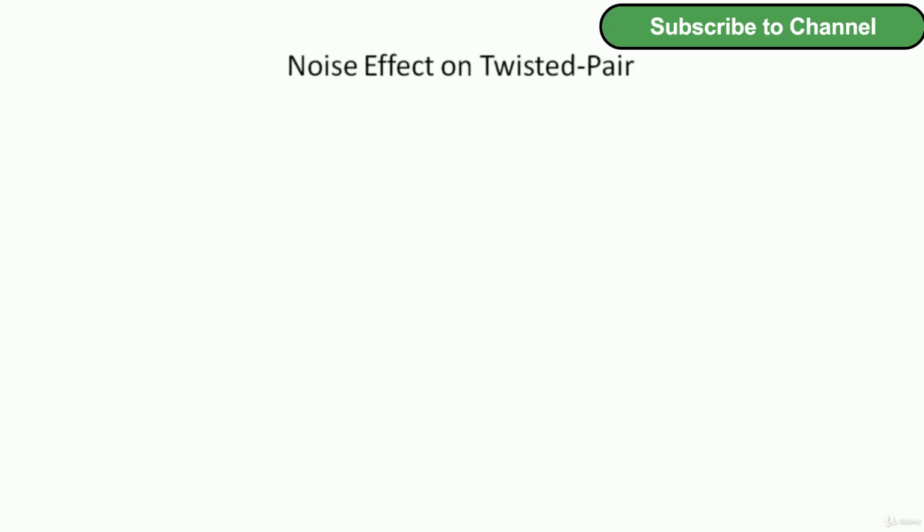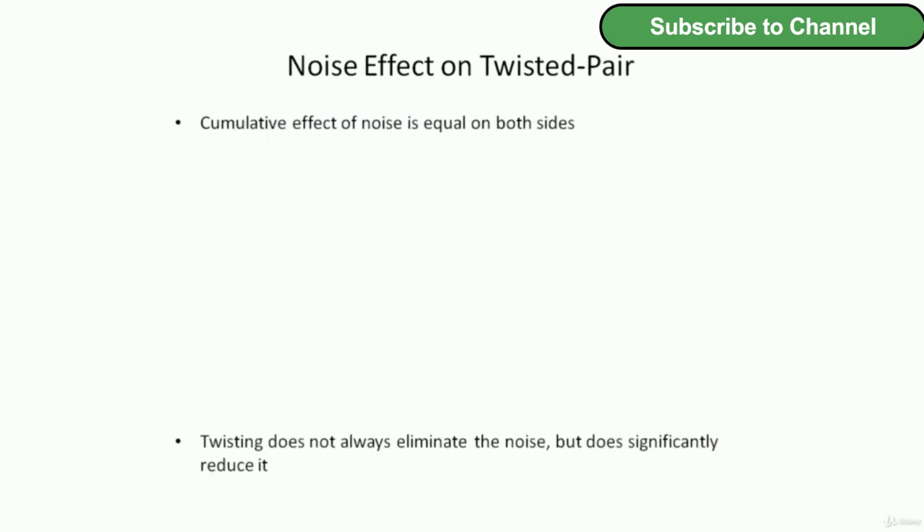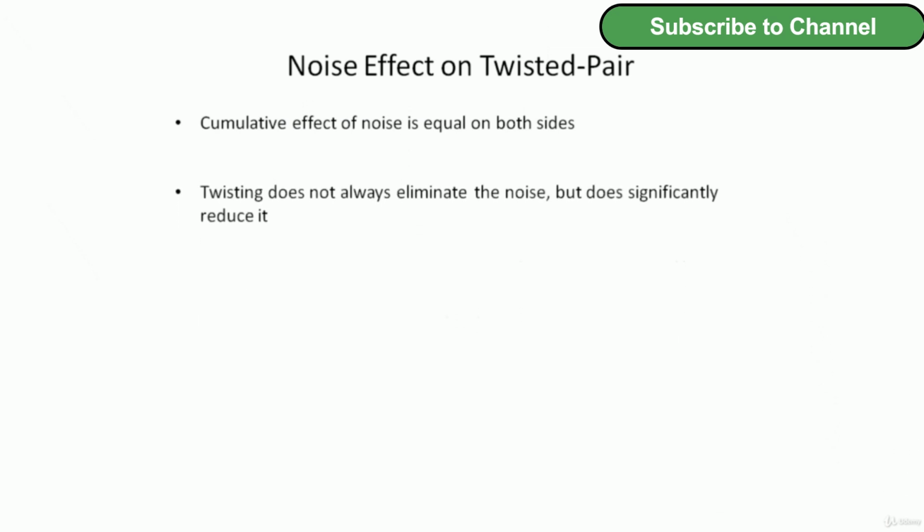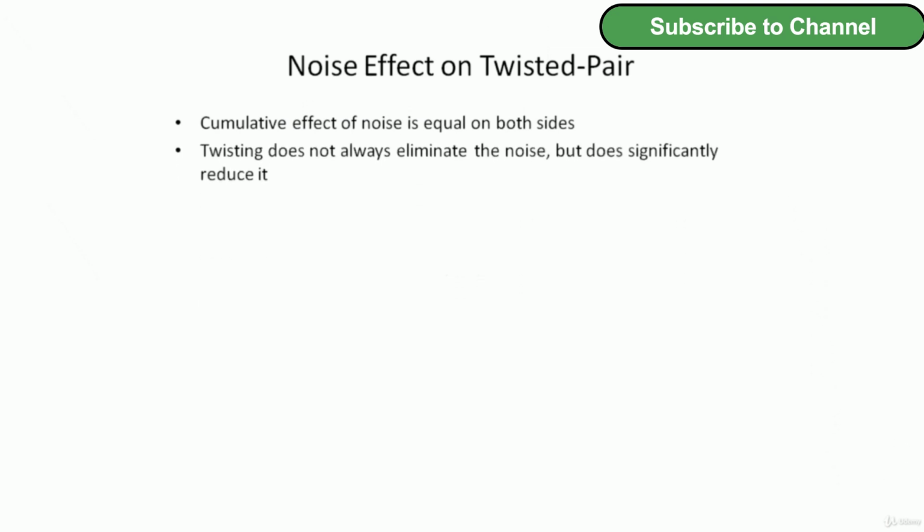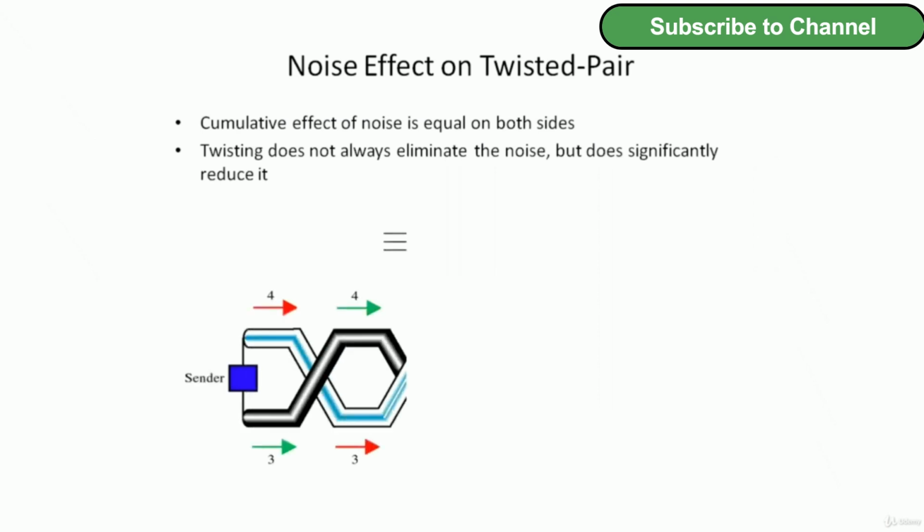So what happens on the twisted pair? Noise effect on the twisted pair that we have to study. The cumulative effect of the noise is equal on both sides, and twisting does not always eliminate the noise, but does significantly reduce it. We can see with this figure.